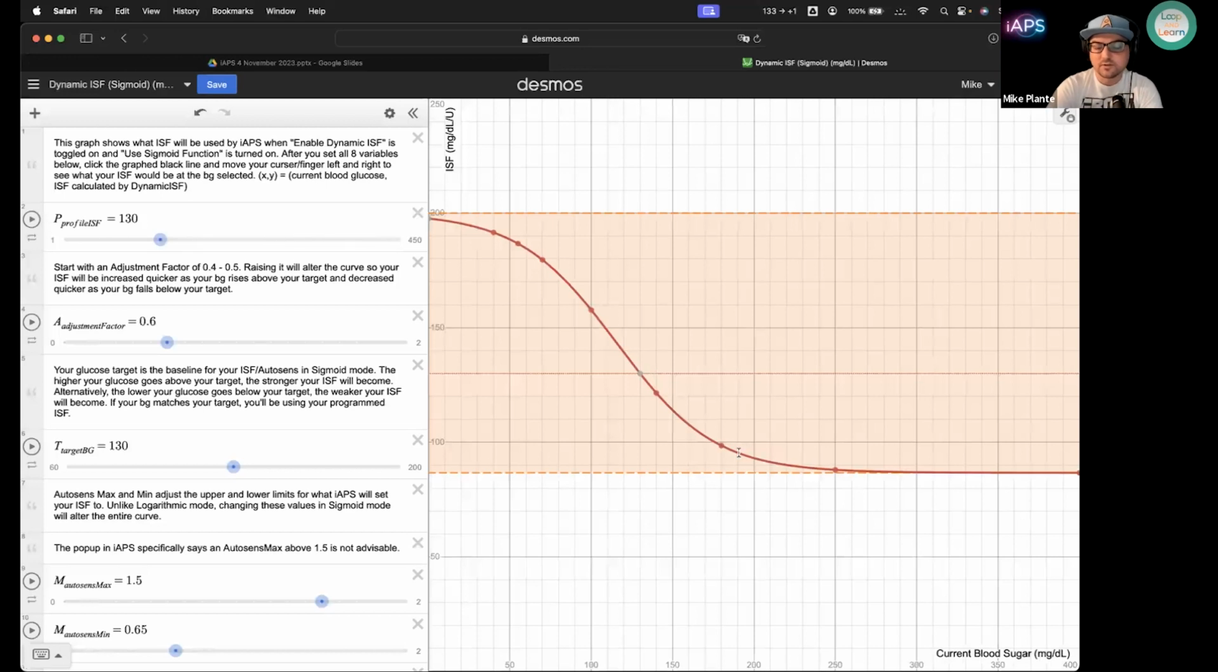So that's kind of what Teresa was saying about getting your regular settings right first, rather than looking at dynamic as auto tune. It's not figuring out what your ISF should really be. It's just taking the values that are available to it and altering your baseline to make it more aggressive or less aggressive.